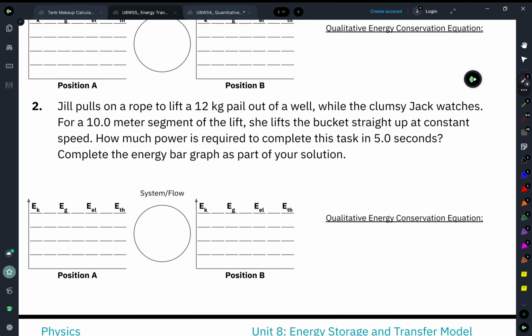Jill pulls on a rope to lift a 12-kilogram pail out of a well, while the clumsy Jack watches. For a 10-meter segment of the lift, she lifts the bucket straight up at a constant speed. How much power is required to complete this task in 5 seconds? Complete the energy bar graph as part of your solution.